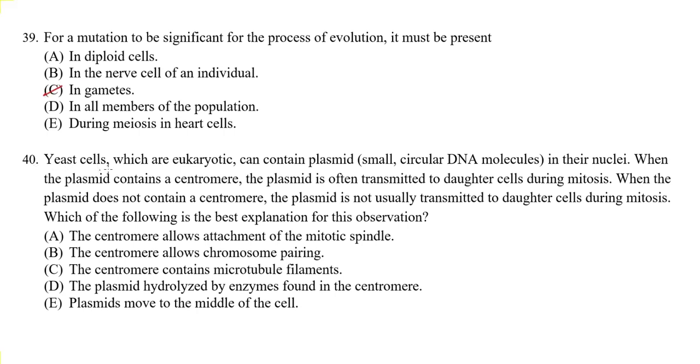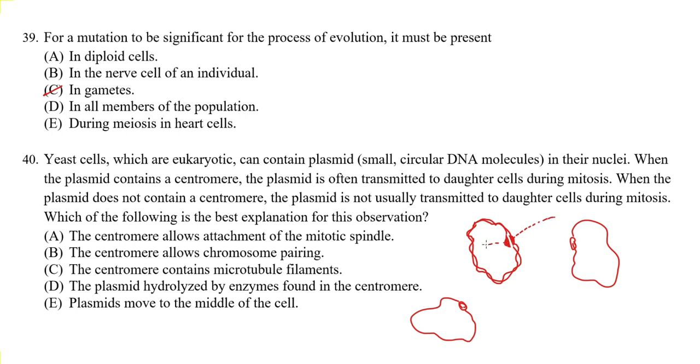Question number 40. Yeast cells, which are eukaryotic, can contain plasmid. You know plasmid? A small circular piece of DNA in their nuclei. When the plasmid contains a centromere, let's draw a simple centromere here, the plasmid is often transmitted to daughter cells during mitosis. It splits longitudinally, and each strand will take half of the centromere and go to one cell. So this centromere helps the attachment of spindle fibers, separating the two circles of DNA found in the plasmid.